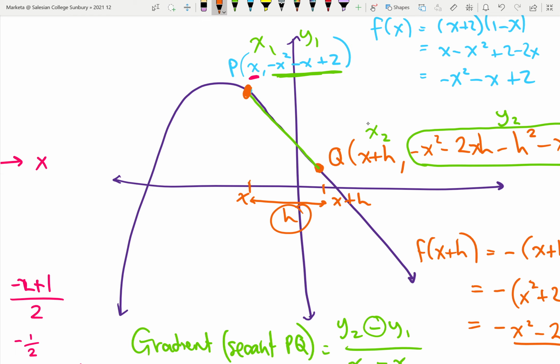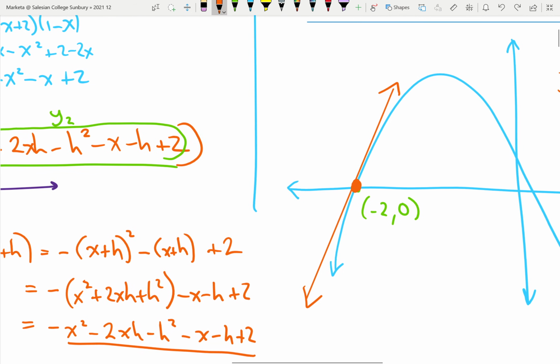The shorter that line gets, so if I put my Q value here, then the line connecting P and Q, the gradient of that will more closely represent the gradient at P. As the distance of h approaches 0, so as h gets so short that it's like 0.00001, for example, your value of Q is basically on top of P. So the gradient of the secant between P and Q is going to be very much representing the gradient exactly at P.